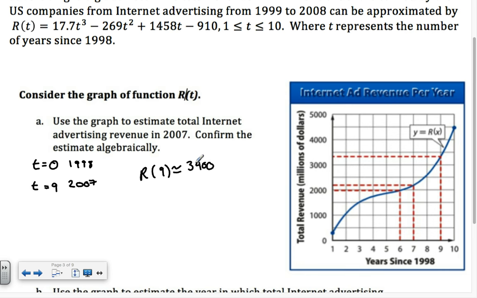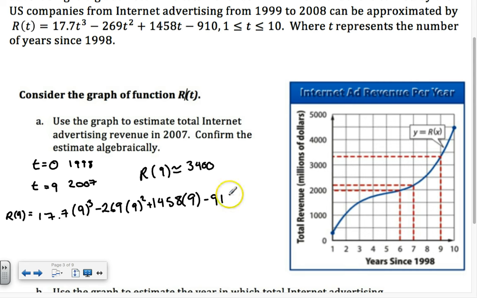And so let's confirm that algebraically. I'm evaluating R(9) now, and we're going to confirm it with the real data. That'll be 17.7 times 9 cubed, minus 269 times 9 squared, plus 1458 times 9, minus 910.